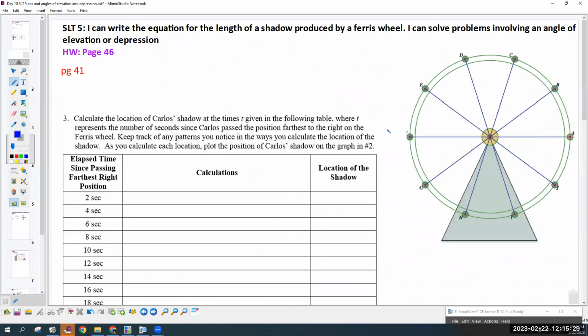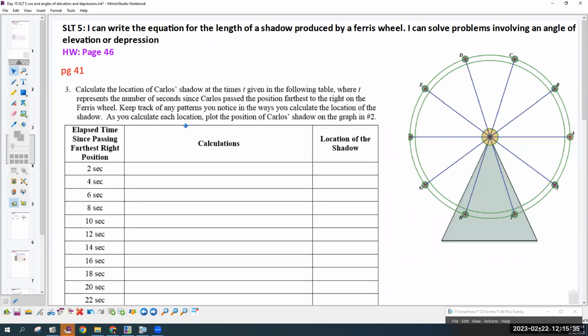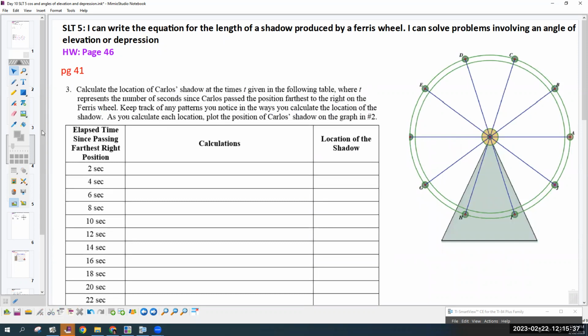All right, so on page 41, it says calculate the location of Carlos's shadow at times t using the following table, where t represents the number of seconds since Carlos has passed the furthest position. Now you'll notice that when I made my graph, I counted by fives because I knew that this was 0 seconds, this was 10 seconds. So I know 10 seconds is going to be negative 25. I know that 0 seconds would be 25, but I don't have a 5 here. So I need another way to do this.